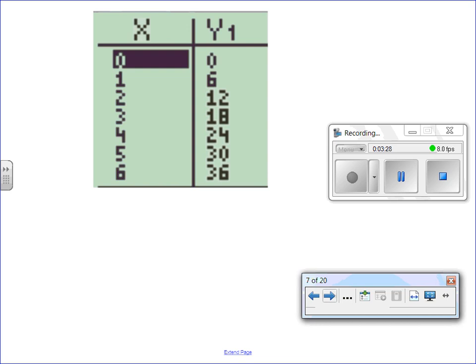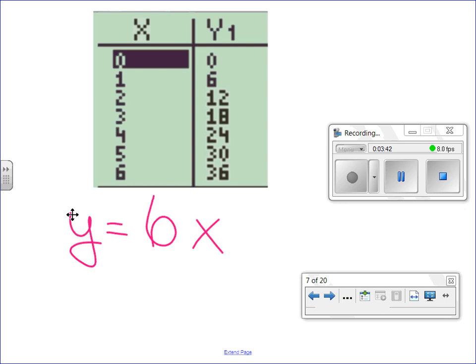Zeros are weird. What is 6 divided by 1? What's 12 divided by 2? What's 18 divided by 3? So it's direct variation, and what do you think the equation is? y equals 6 times x. Does that work for every single entry? Yeah. So I would say this is direct variation with y equals 6x as the equation.